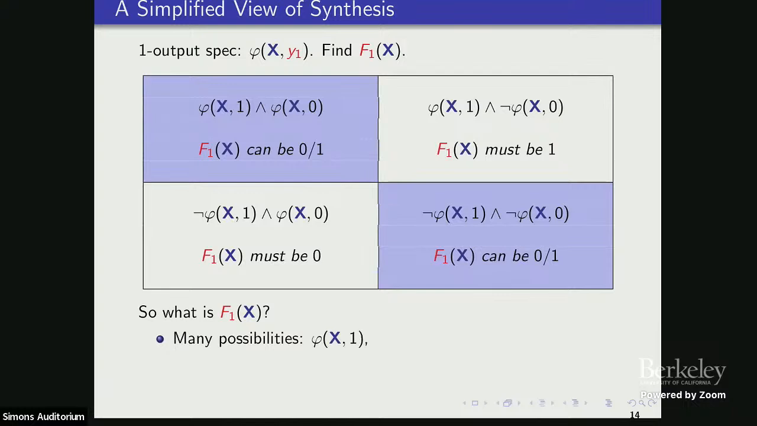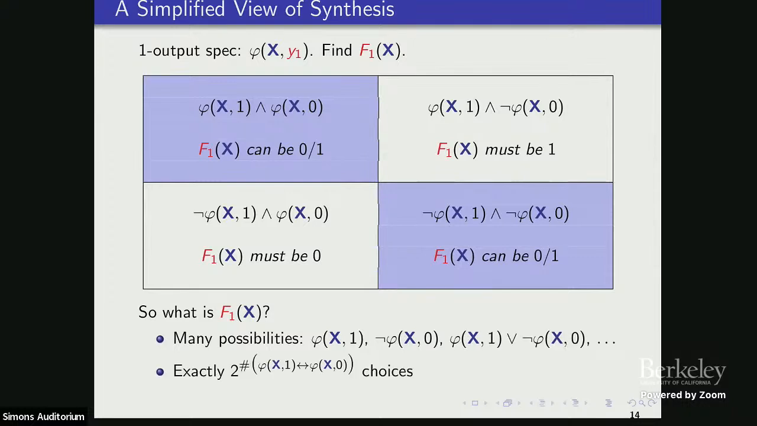I could just say phi x1. I guess that would amount to choosing this to be 1 and this to be 0. So whenever phi x1 is true, f1x is true. I could have negation phi x0, which is probably choosing this to be 0, so that whenever phi x0 is true, it evaluates to false. And similarly, I could have many other things.